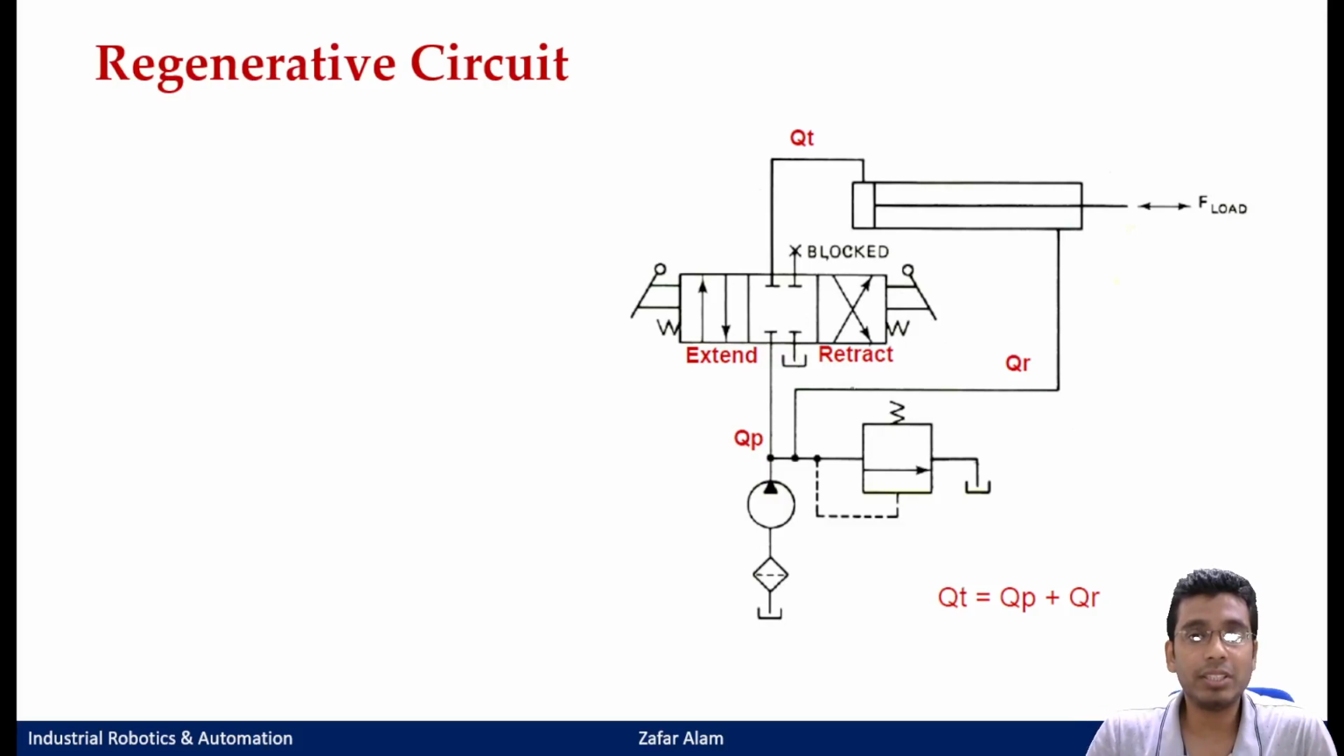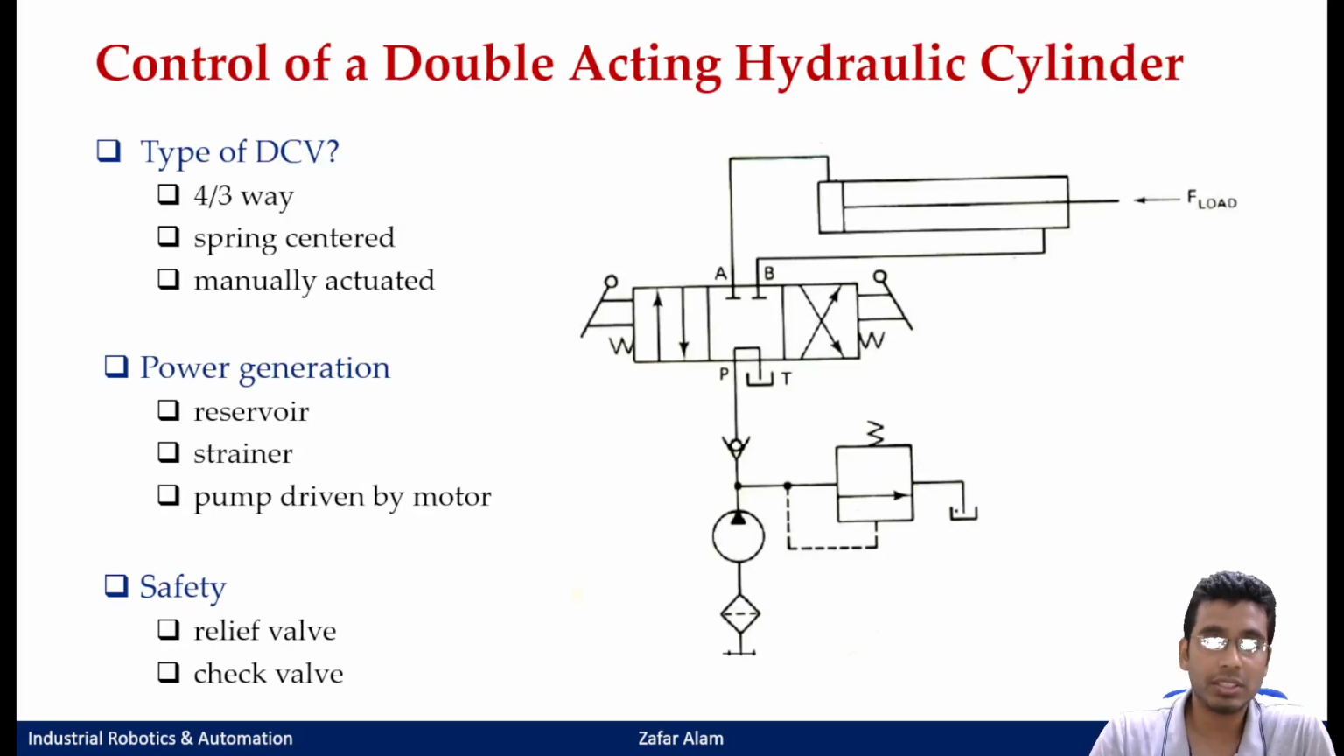Fine. Now this is one more type of circuit that is very commonly used in hydraulic circuit design, in hydraulic based automation. This is known as your regenerative circuit. What is different from the previous circuit? If you see here, this is also a double acting cylinder, and all your power generation units are here, your relief valve is here. Now just try to focus on this portion.